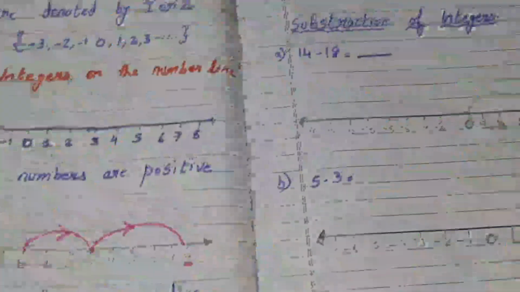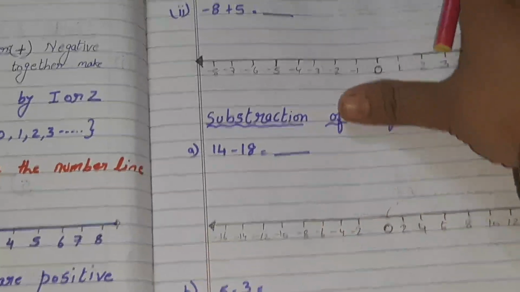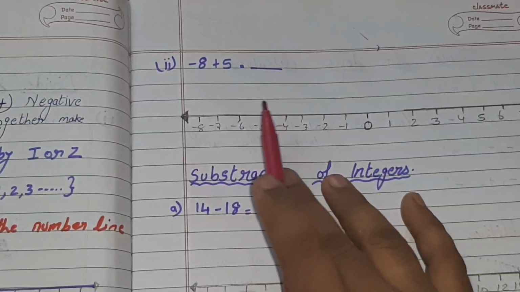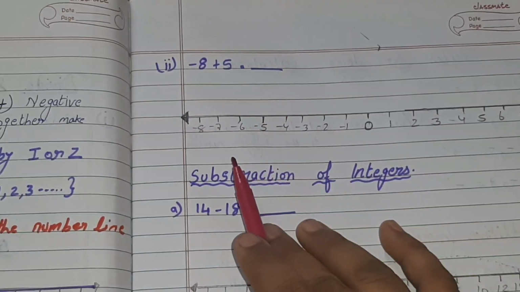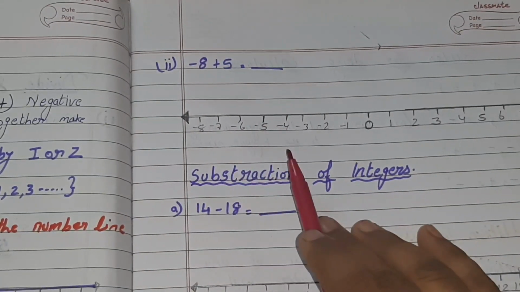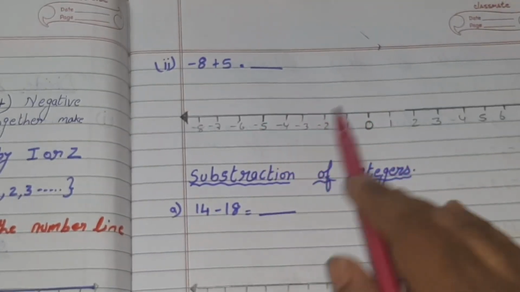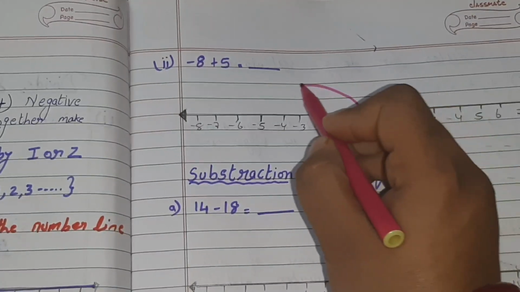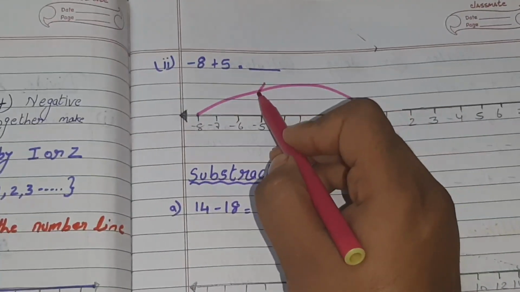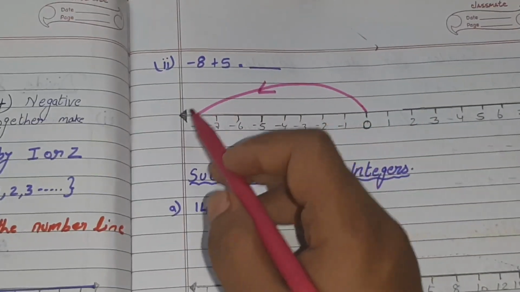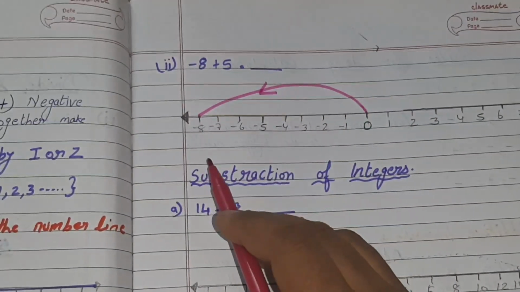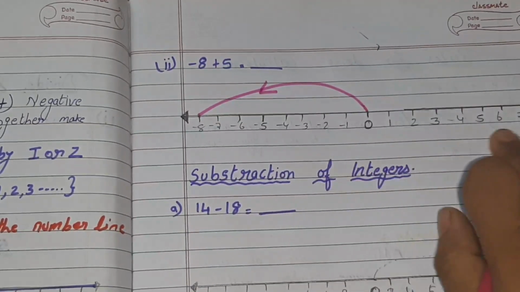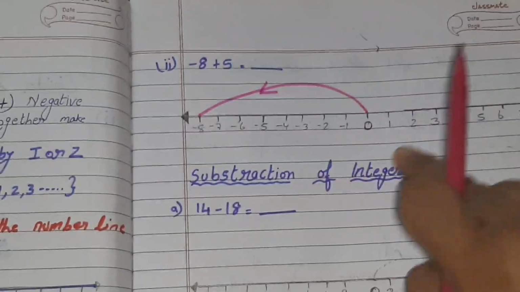Now see, if we do minus 8 and plus 5, what will we do in this situation? We shall move 8 places from 0 in the negative direction, which means we will go directly from 0 to minus 8. Then what will we do? Then move 5 places towards 0 in the positive direction. Why the positive direction? The right side. That's why we will move to the right side.